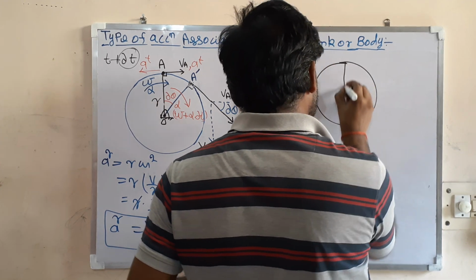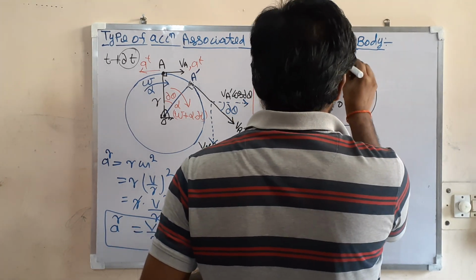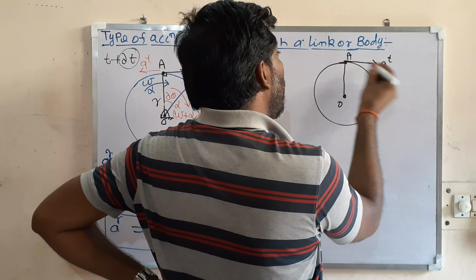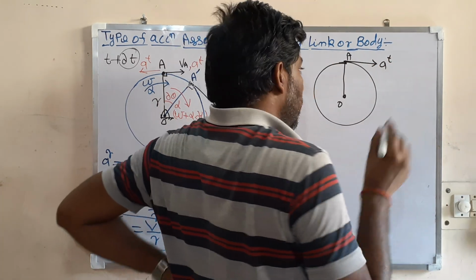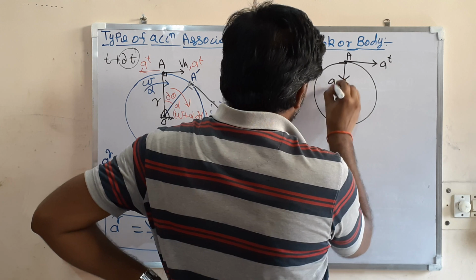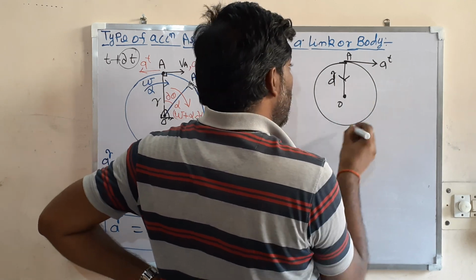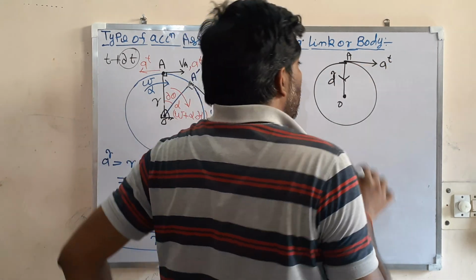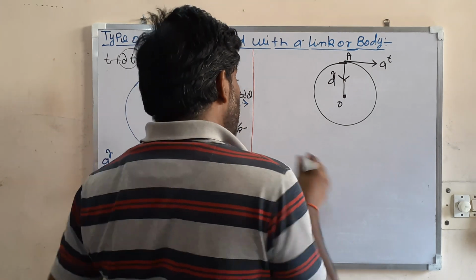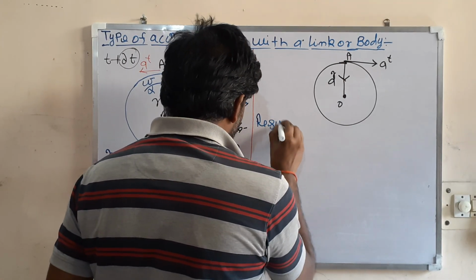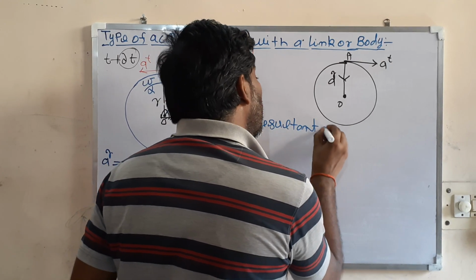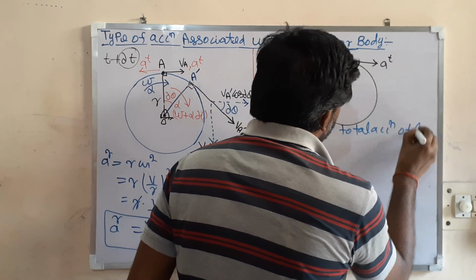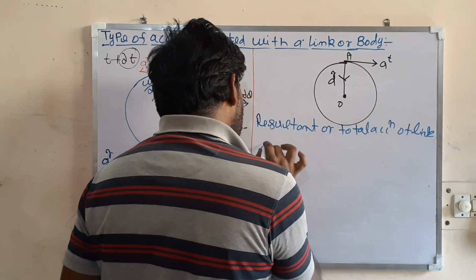So these are the two accelerations. This is O, this is A. Tangential acceleration is along this, either this way or this way, depending upon acceleration or retardation. And the radial acceleration is always toward the center. So this is one acceleration, this is another acceleration. Its resultant will be in between. So how to get the resultant or total acceleration of the link, that is A.